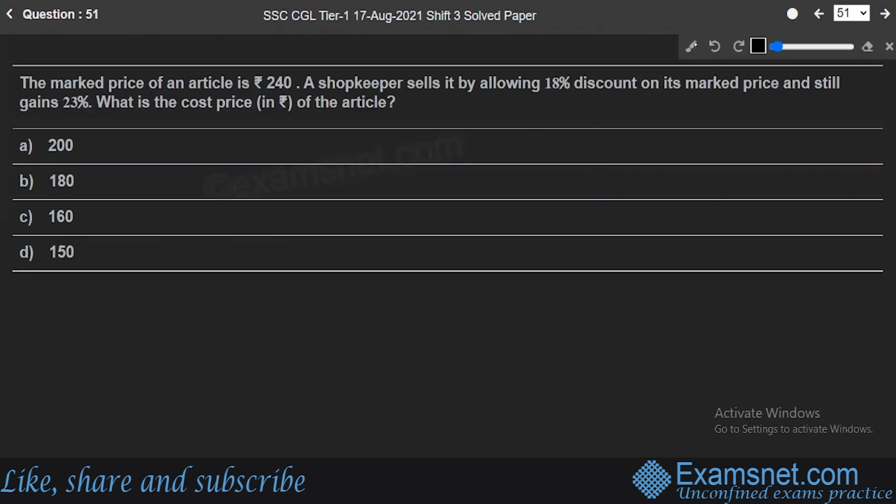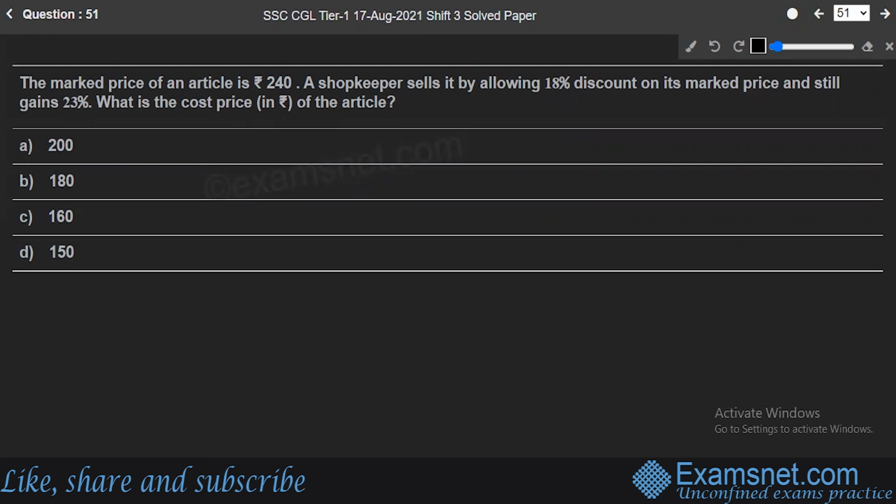So let's start with some good mathematical questions now. Let's start with question number 51. The marked price of the article is 240. A shopkeeper sells it by allowing 18% discount on its marked price and still gains 23%. What is the cost price in rupees of the article?